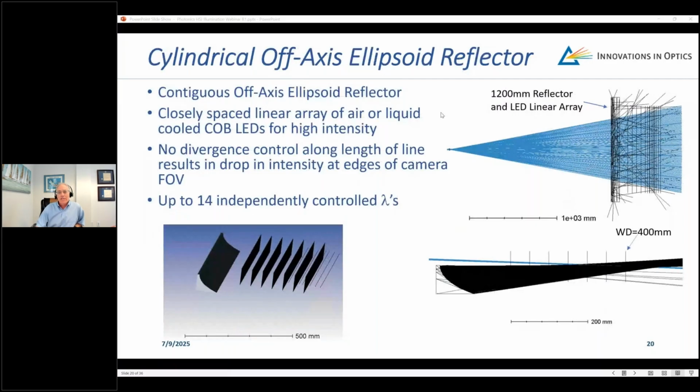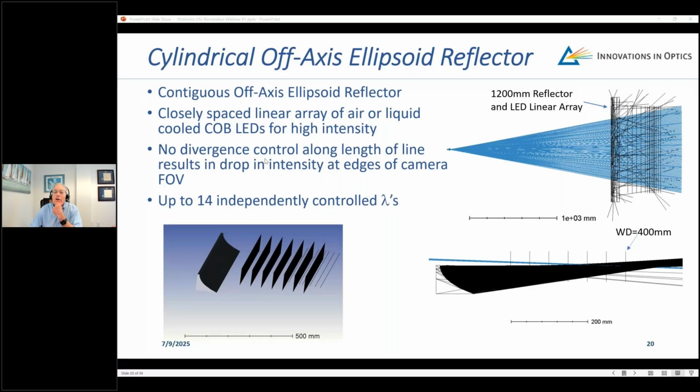The second system we looked at is a contiguous off-axis ellipsoid reflector. So there would be an LED right in this location here, facing down, coincident with the first focus of this off-axis ellipsoid, and the light would go to the second focus. And this system is offered in up to 14 independent wavelengths.